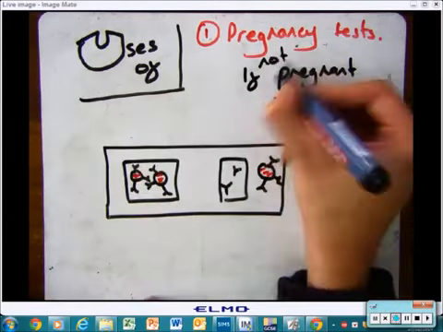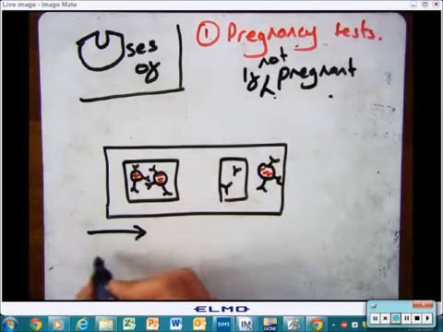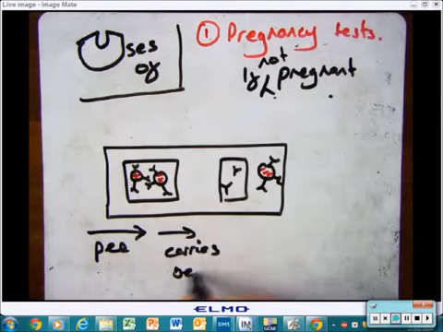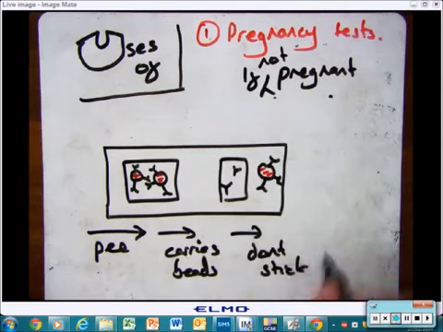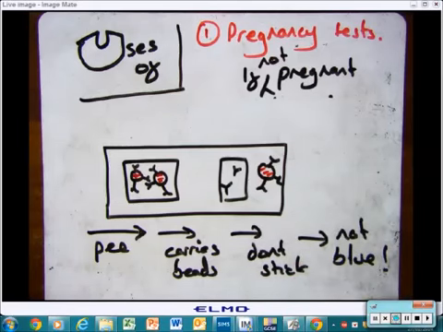If you're not pregnant, however, you aren't producing those hormones, so there's nothing to get stuck to the antibodies and the blue beads. It doesn't get carried down and it doesn't turn blue.